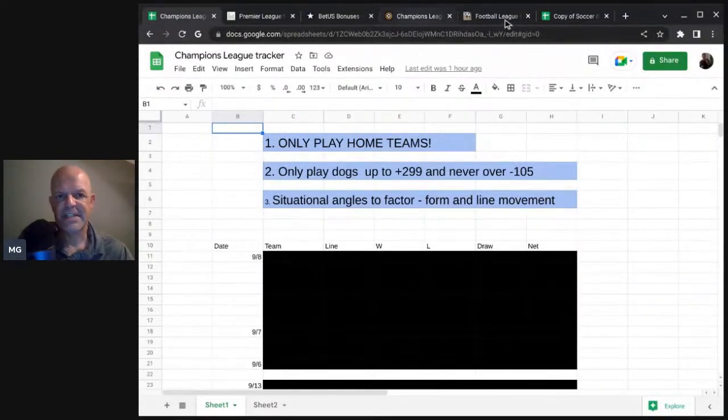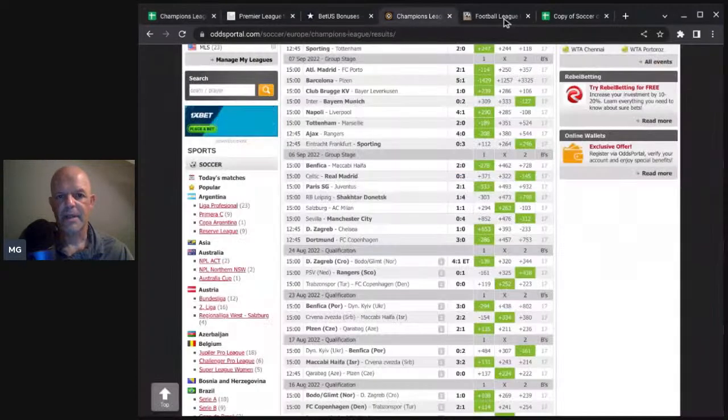Okay, so that being said, let's do this. Let's dive over to Champions League and take a look at the group stage. Again, we're not going to look at the qualifying stage. We're going to look at the group stage from September the 6th, okay? So again, remember our criteria. We're not going to play anything over minus 105, nothing beyond plus 299, and we're only going to focus on home teams.